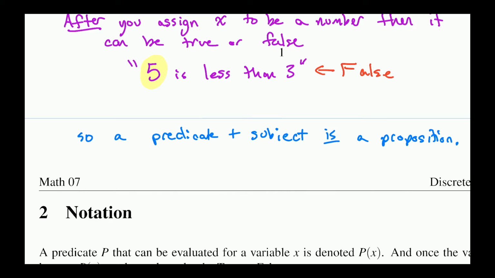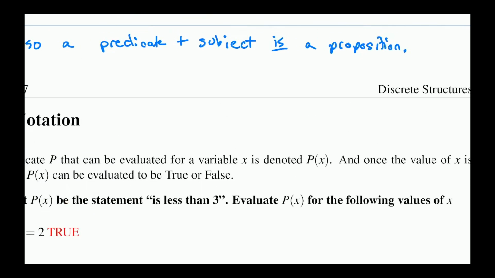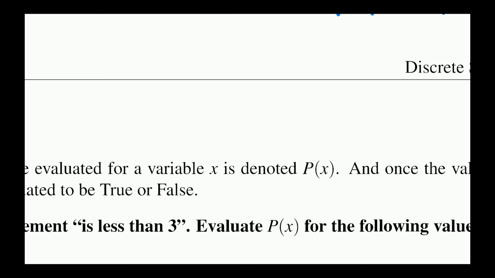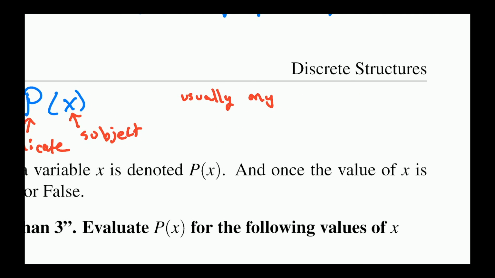Now, how are we going to write these? Well, it's not actually that hard. So what you do is you write it like this. So you say P of X, and then the X is going to be your subject, and then the P is going to be your predicate. Now, usually we use uppercase letters for the predicates. So usually any uppercase letter is what we use.